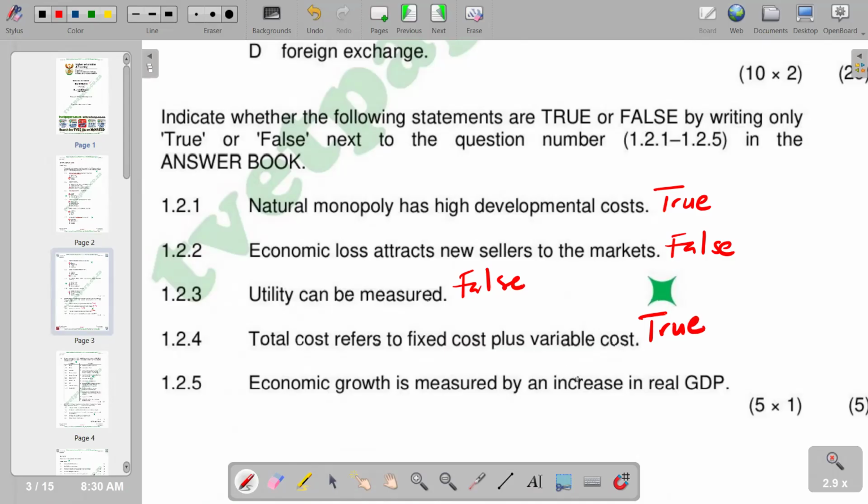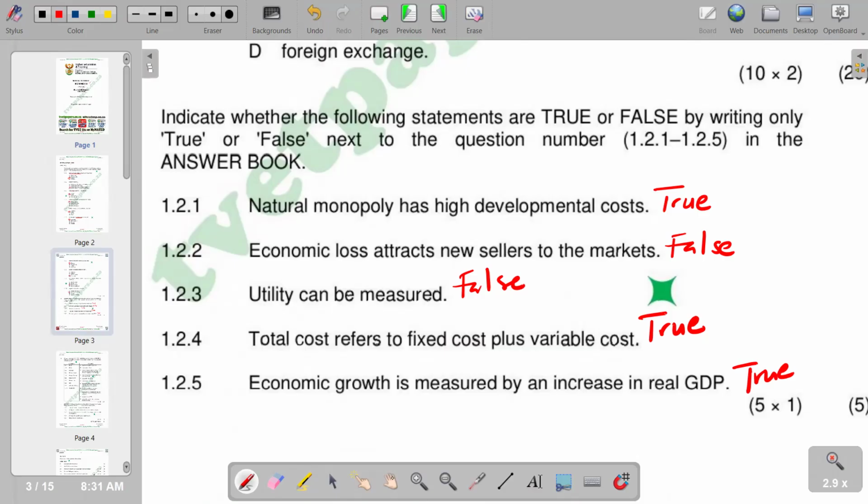Economic growth is measured by increase in real GDP, which is correct. Economic growth is basically the increase in economic activity in the economy, which can also be measured by increase in GDP. Remember, GDP is the total monetary value of goods that are being produced in the economy. So if the total monetary value is increasing from one period to the other, we say there is economic growth. So that makes our statement true. So that's what we have on the true or false section.